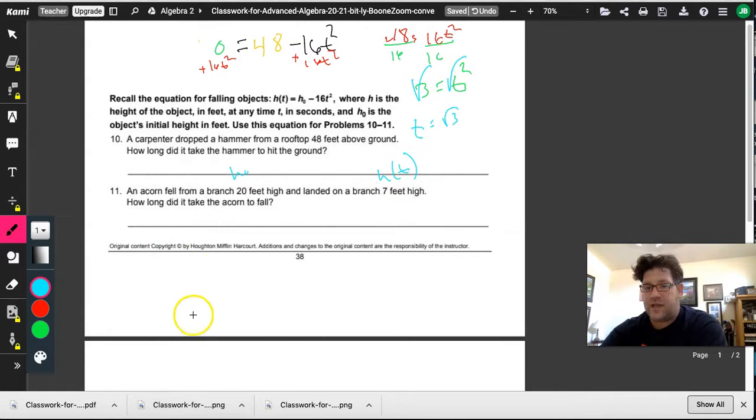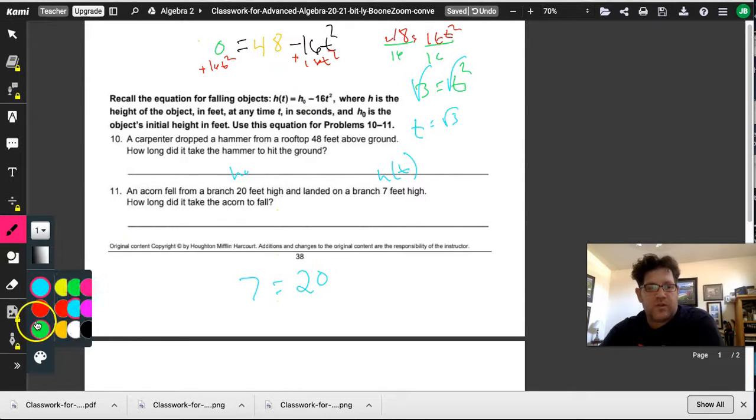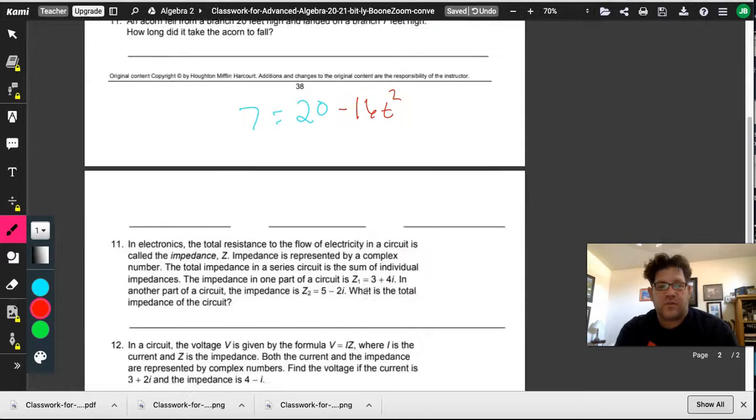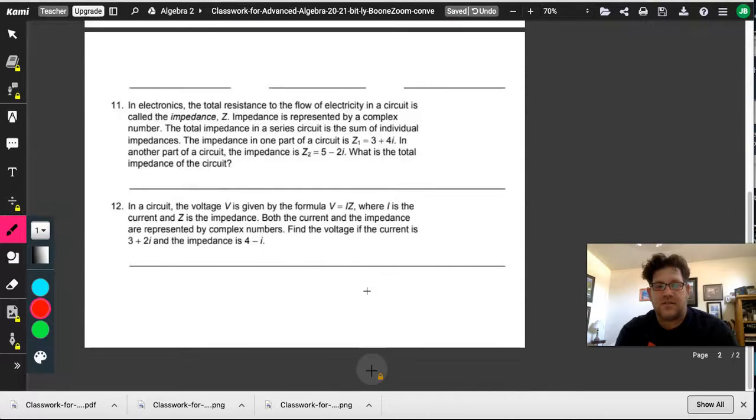How long did it take for the acorn to fall? I just plug it in and solve it. So ht is going to be 7. So we have 7 equals h naught, which we said was 20. And then we always have that minus 16t squared. And then you go ahead and solve that. Stopping there. All right, let's go to the next problem. All right, so these guys, I'm actually going to pause this for a sec.